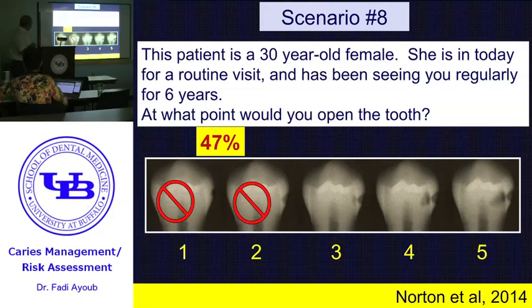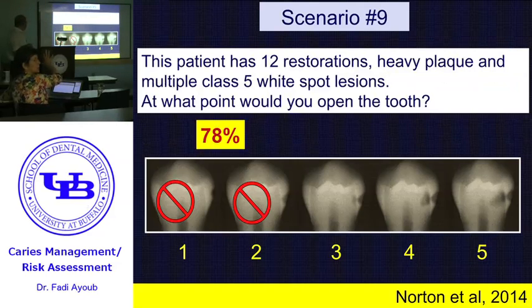Doesn't it say they would not? No, it's real confusing. This is John's lecture that he gives. Now, for the patient with 12 restorations and heavy plaque, it went up to 78% who will do 1 and 2. The 78% was mostly for number 2. For number 1, out of the 78%, they said they will consider other things, progression and the whole thing.